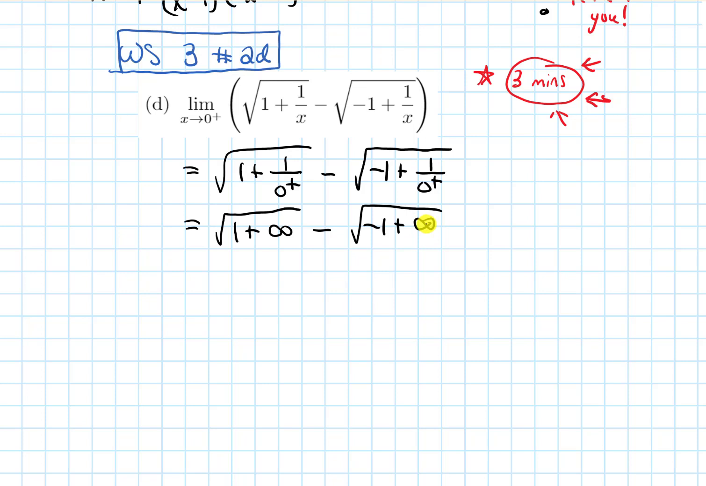Alrighty, and if I have infinity plus 1, that's kind of like doing a huge, huge number plus 1 is still huge. That's infinity. And then doing infinity minus 1 is still going to be huge, still infinity. And then when I square root infinity, that's still really, really big, so that's going to be infinity. So I have infinity and then minus an infinity, and that's an indeterminate form. So we have an indeterminate.